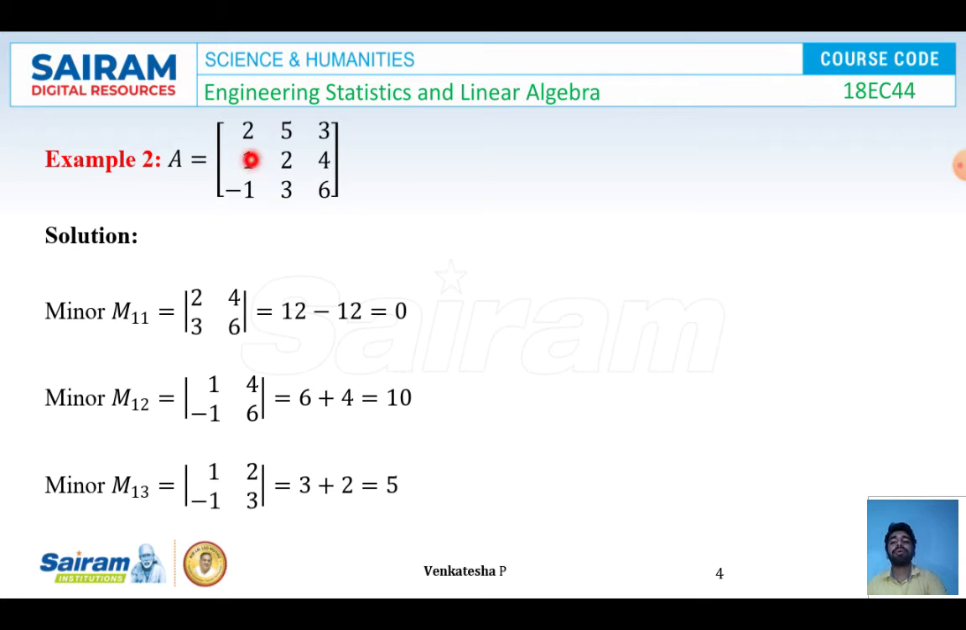Now I'll come to the second row. To find the minor of this entry, I ignore this column completely and this row completely and cross multiply 5 into 6, 30, minus 3 into 3, which is 9. So it will be equal to 21. Now, for this entry, I ignore this complete column and this complete row. Taking the cross multiplication of 2 into 6, 12, plus 3 into minus 1, minus 3 becomes plus 3. So it is 15.